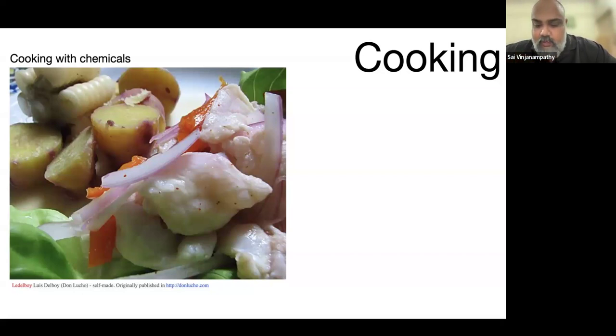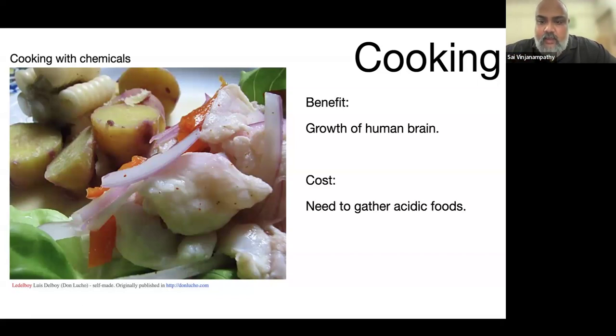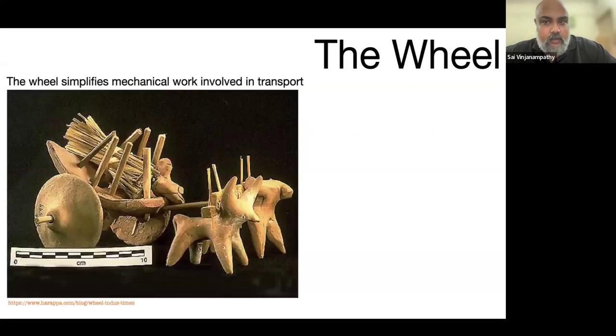This is, by the by, a delicacy of several of the Latin American cuisines. Again, the benefit is almost unnecessary to state. The cost is you might need to gather some acidic fruits, so you might need to look up where your local citrus tree is and get some of that citrus for yourself. Again, a very paltry cost in comparison to the benefit of nutritional food.